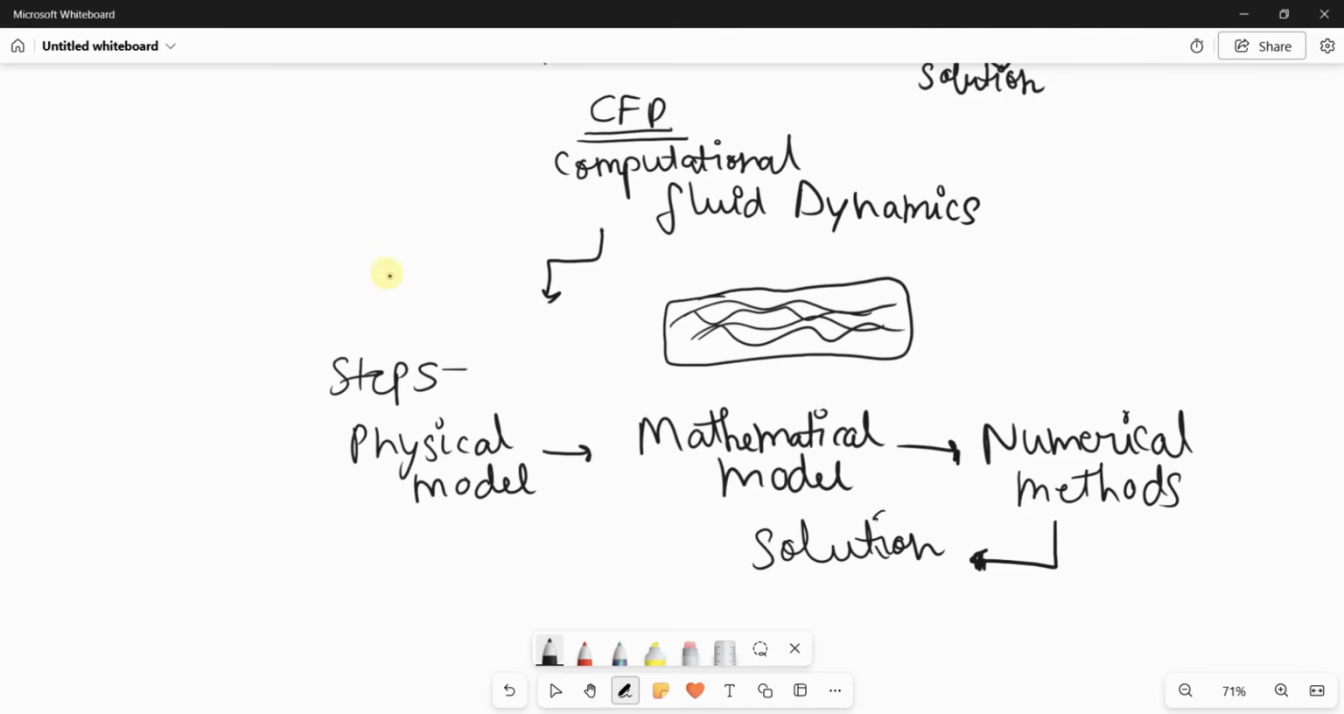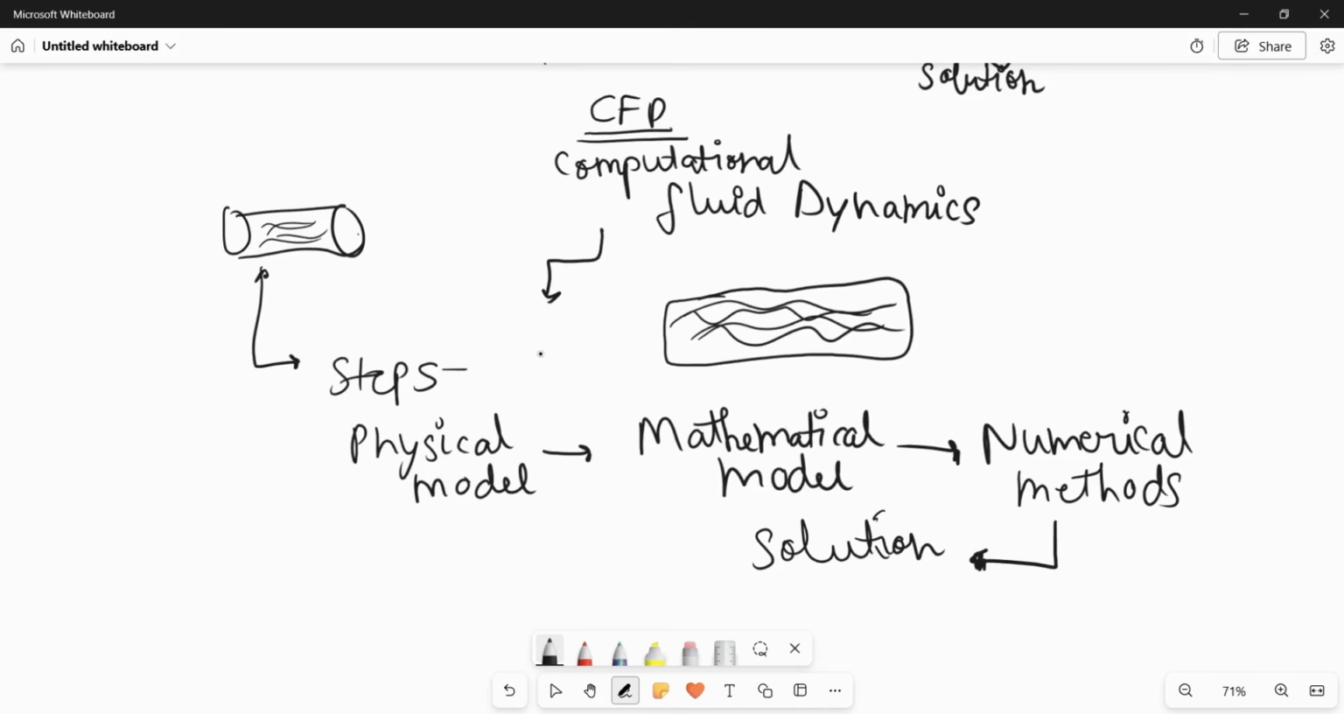So again, let's take the pipe as an example. If I have a pipe and I have a flow within it, the first physical model would be to model this flow, so making a pipe and having water or any fluid pass through it. Then you have mathematical models. Those are the equations that govern the flow within it. In the physical model, you will also include the physics equations like energy conservation, momentum conservation, continuity equation, etc.